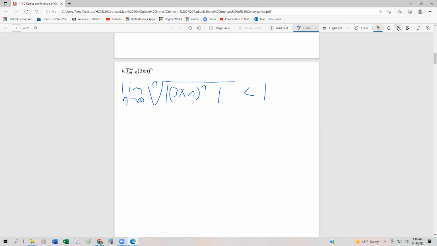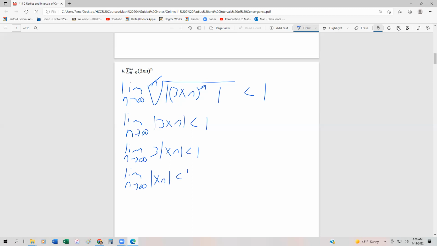Now, this nth root and this nth power are going to cancel out, so we have the limit as n approaches infinity of the absolute value of 3xn less than 1. If we wanted to, we could divide everything by the 3 on the inside. There's a rule of absolute values that because this 3 is positive, we don't have to do anything with it except factor it out. Keep in mind that rule of algebra. So we can just divide by 3, and we get the limit as n approaches infinity of the absolute value of xn less than 1/3.